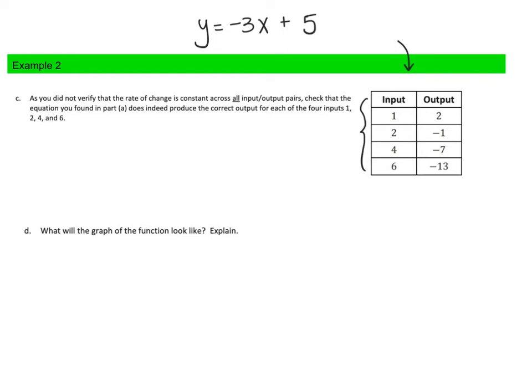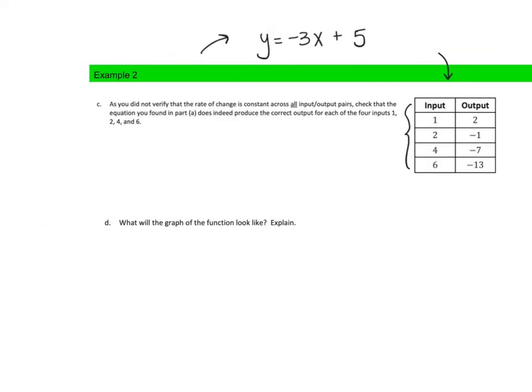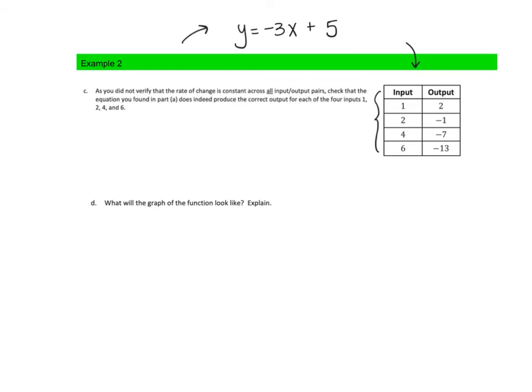It says check that this equation that we found does produce the correct output for each of these inputs. So what we're going to do is plug in all of our values to this equation that we made and see, does it work for every single row? Because if it doesn't, then this is not going to be linear. Okay? So I'm going to do this 4 times.